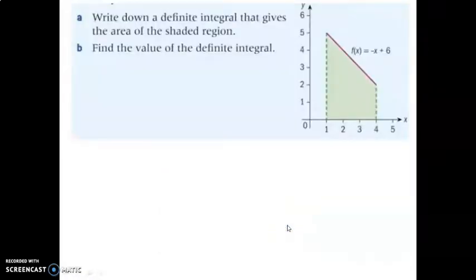Okay, let's use that. So here we have this line, and we want to find this area from x equals 1 to x equals 4.